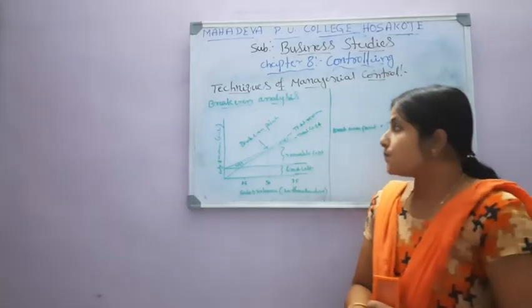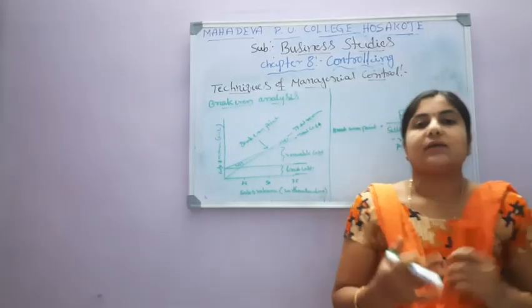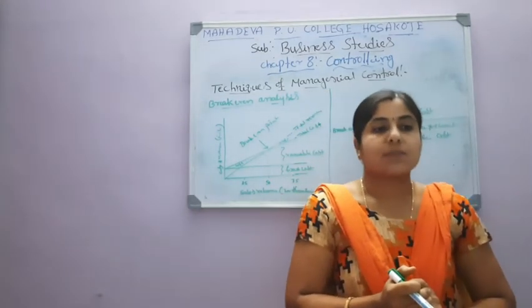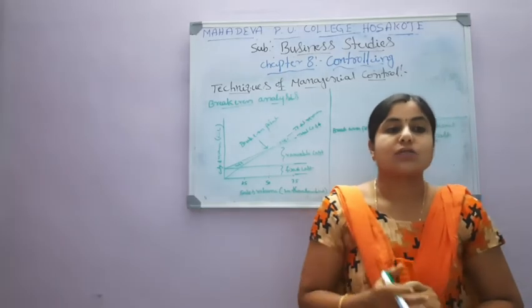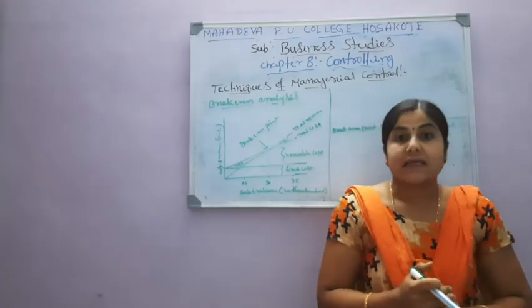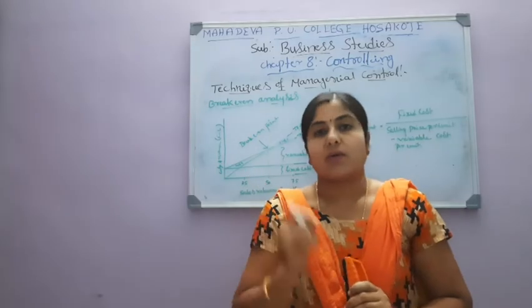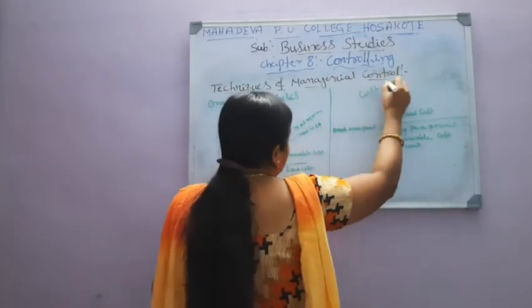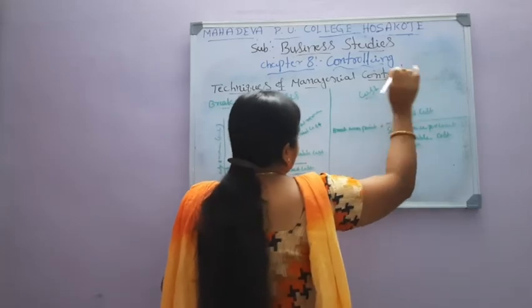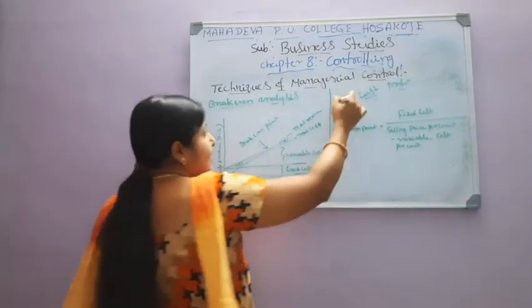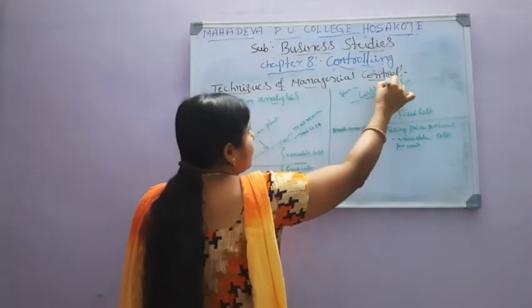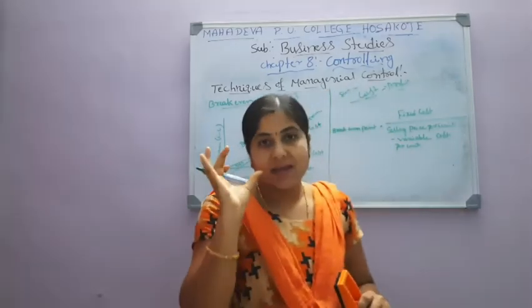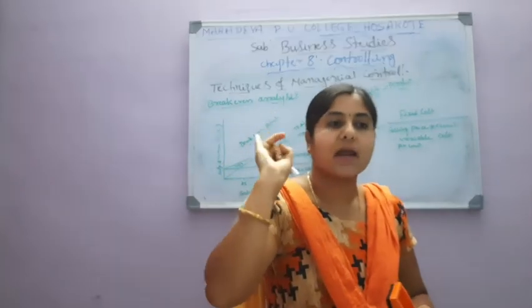Break-even analysis is one of the traditional techniques we use for controlling the management system. It is a technique used by managers to study the relationship between cost, volume and profit. The main thing involved is cost and profit. Sales minus cost is equal to profit. This is one of the traditional techniques the manager can use.